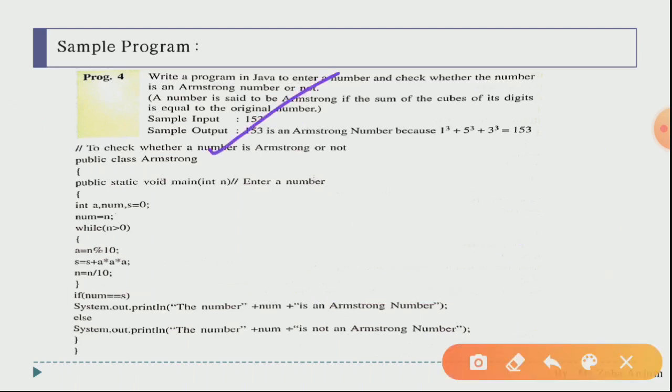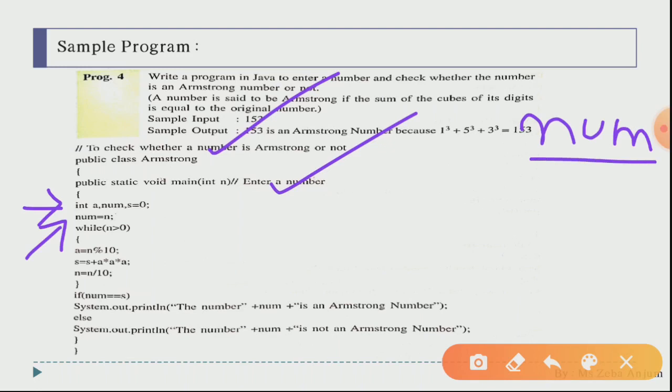Firstly, we have a class named Armstrong. Then we have used public static void main over here. We have declared some variables: int a, num, s equals 0. Now we have copied num equals n. Why have we copied this, students? I told you the reason also. You are going to store your number in num, and you are going to break your number every time by using the modulus as well as the division operation. So your number at the last will become 0. When this number is divided, it will ultimately change.